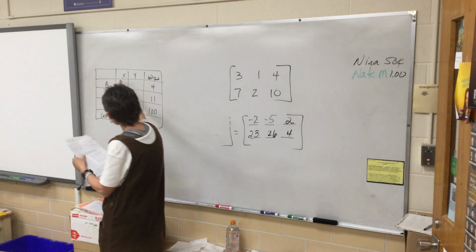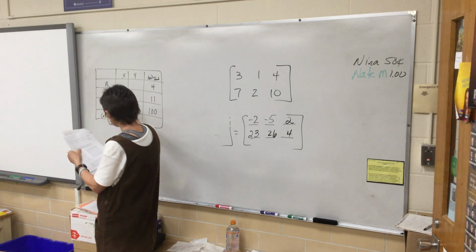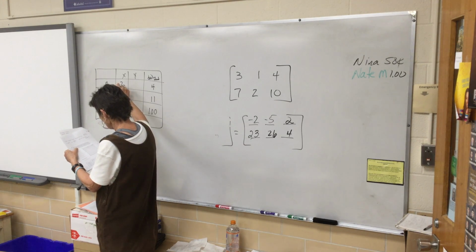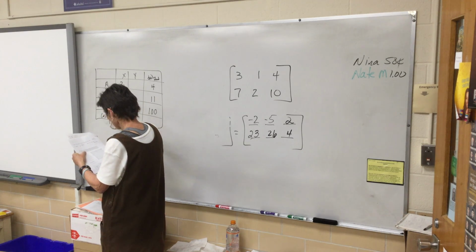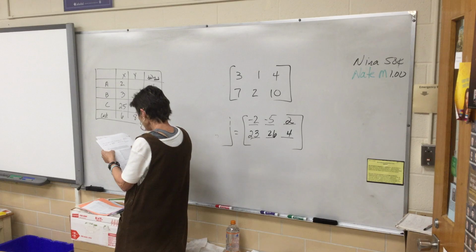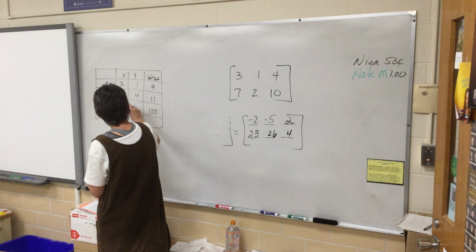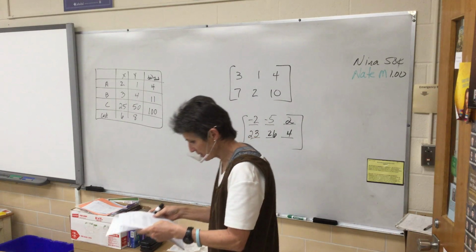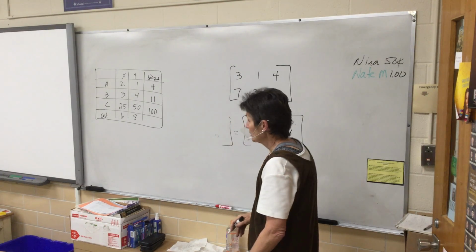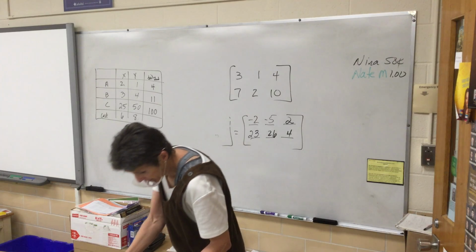Brand X supplies 2 A's, 3 B's, and 25 C's. And Y does 1, 4, 50. So there it is. There's the chart. Everybody good with that? Okay.